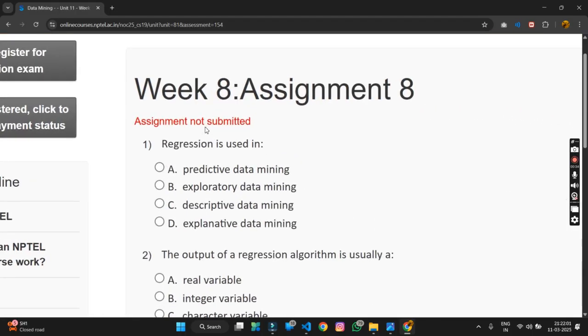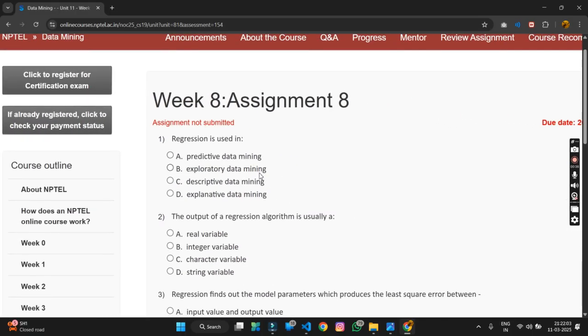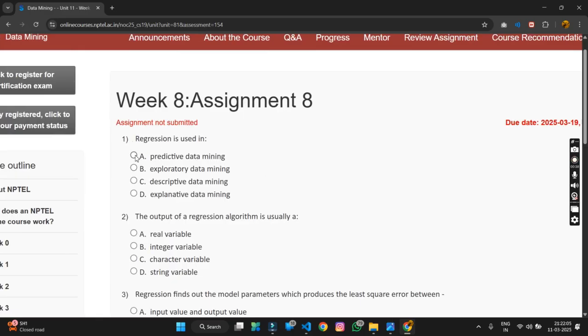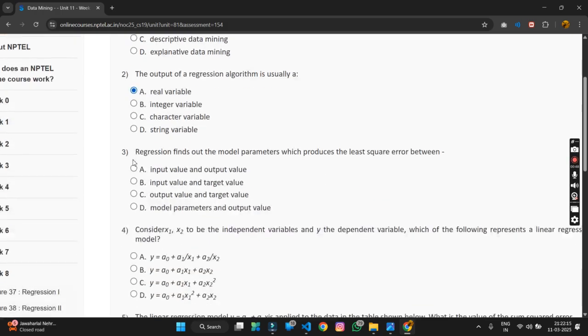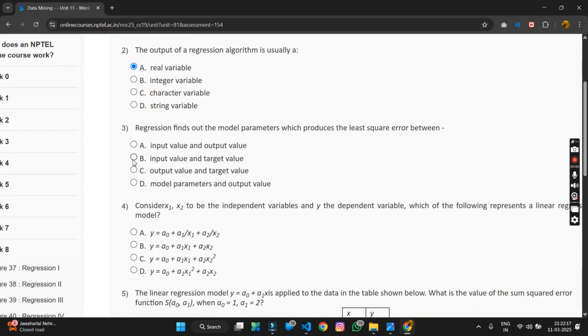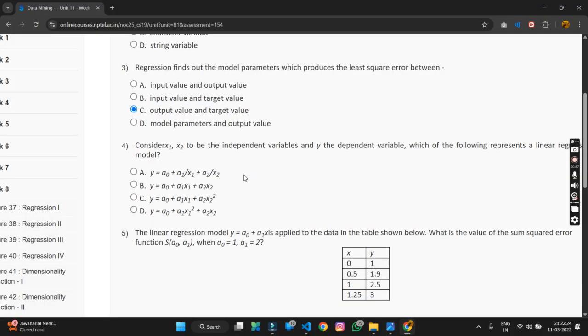First question is regression used in. The answer to the first question is option A, that is predictive data mining. Next question is number 2. The output of a regression algorithm is usually a real variable. Next question is number 3 and the answer of number 3 is option C, that is output value and target value. Next question is number 4 and the answer is option B.